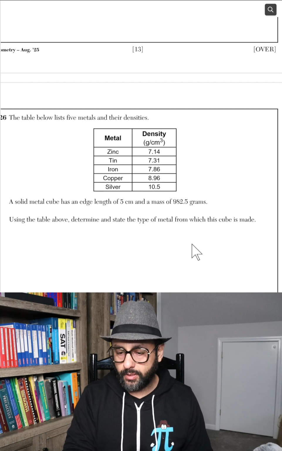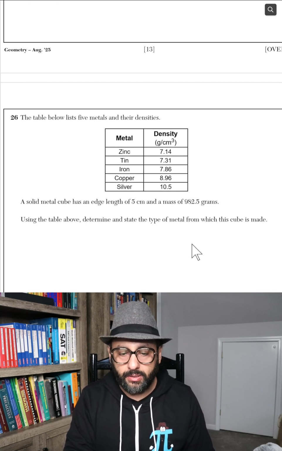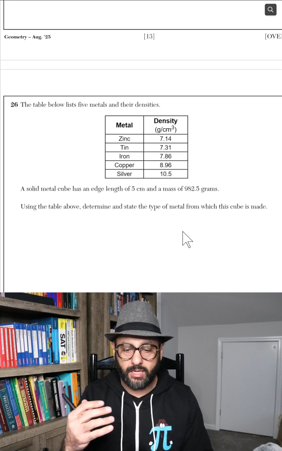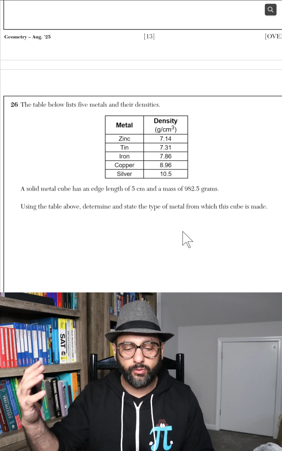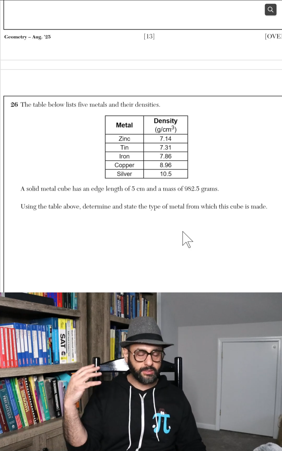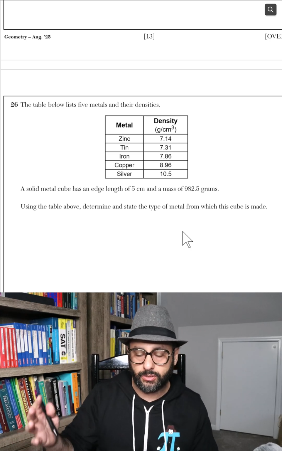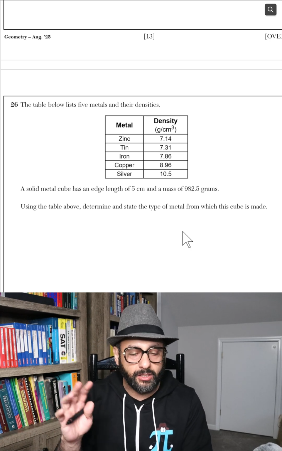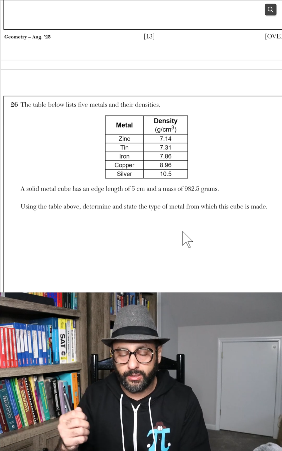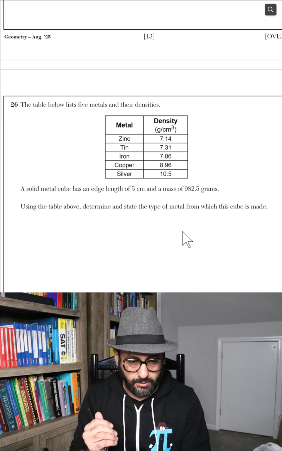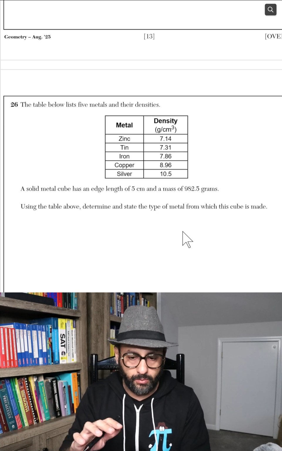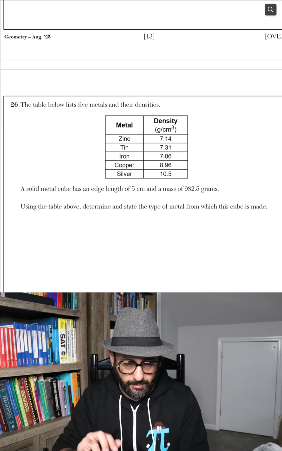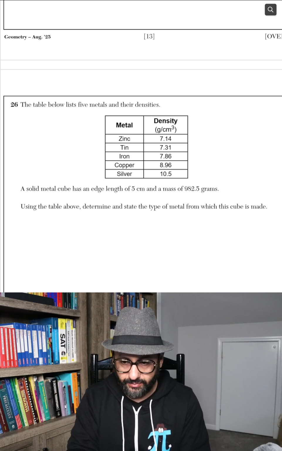With that, let's hop over to number 26. The table below lists 5 metals and their densities. So the metals are zinc, tin, copper, iron, silver. The densities are 7.14, 7.31, 7.86, 8.96, 10.5. I don't memorize that. I read it once and then go back to it later. I just read it once so that the subconscious part of my brain could do some analysis of it, okay?